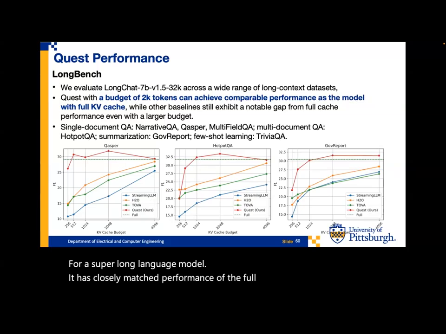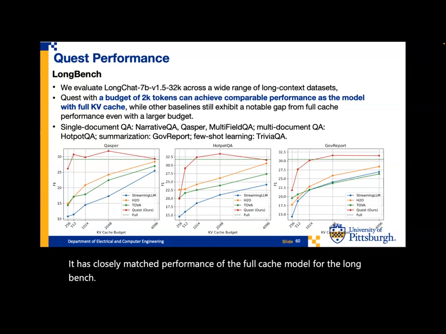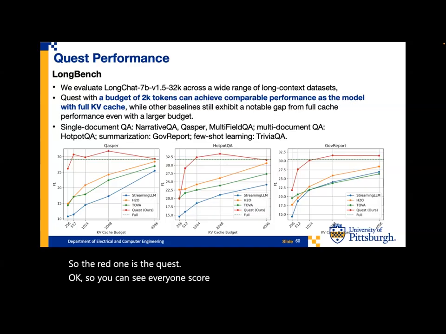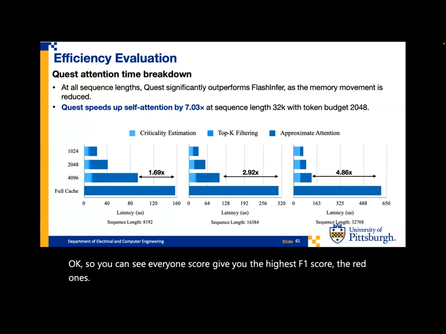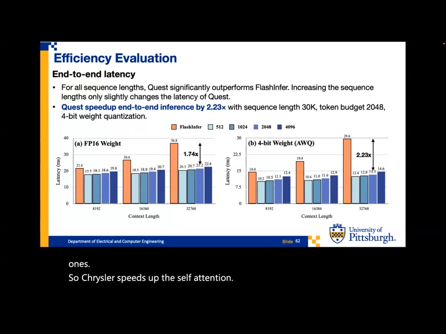For LongBench, the red one is Quest. You can see the red one gives you the highest F1 score. So Quest speeds up the self-attention, and it speeds up the end-to-end inference as well.